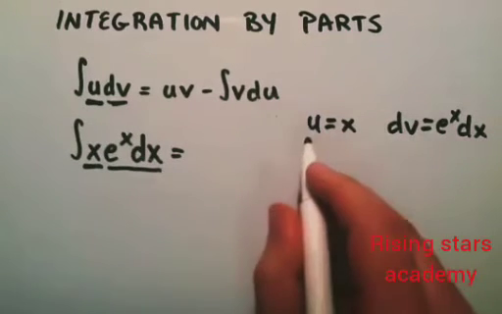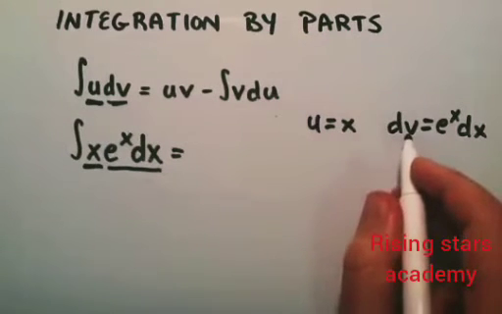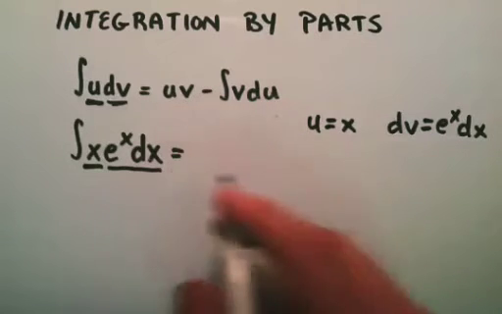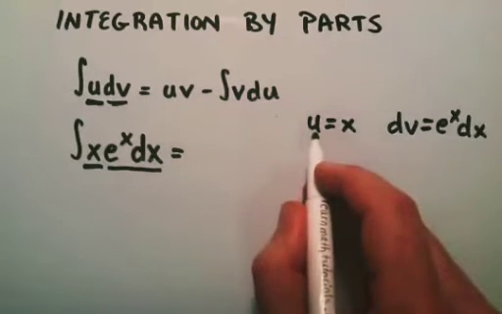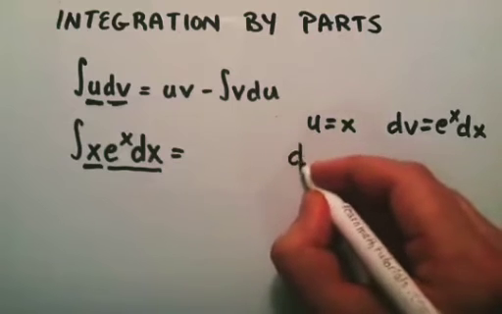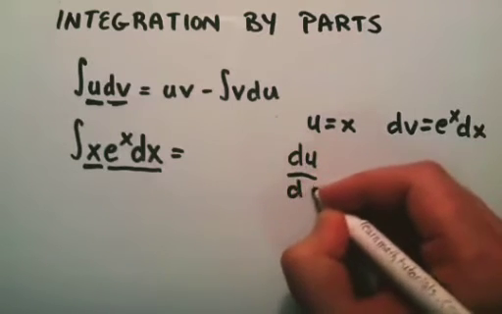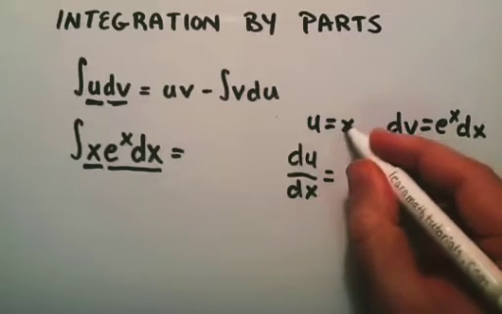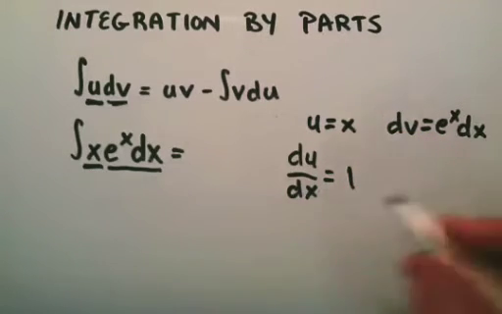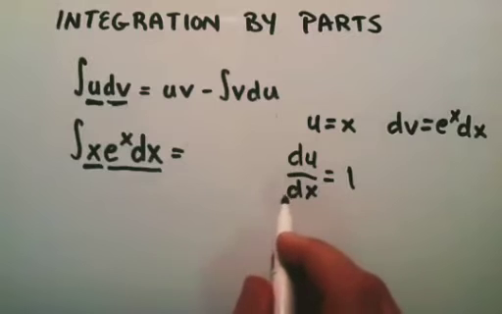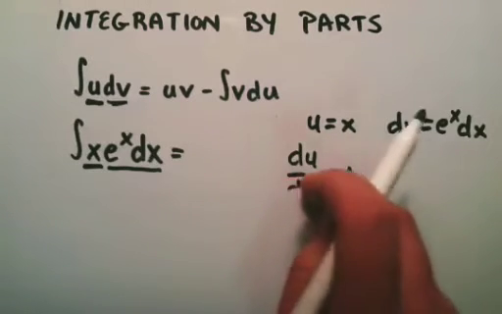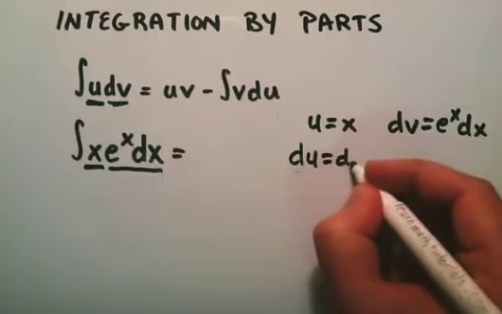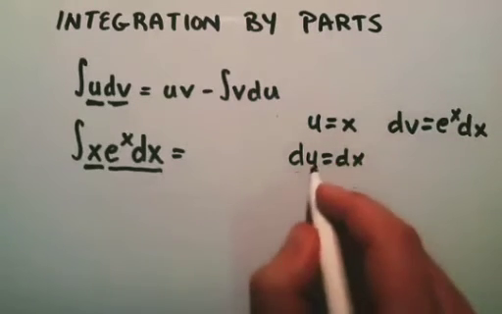Now that we've got our u and our dv figured out, we also need to figure out what du is, and what v is. We can figure out du by taking the derivative of u with respect to x. The derivative of u with respect to x is simply 1, since the derivative of x with respect to x is 1. Then if we multiply the left and right hand side by dx, this becomes du is equal to dx. So we've defined what du is now.